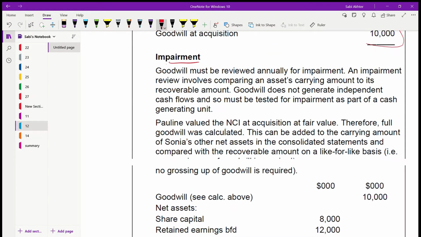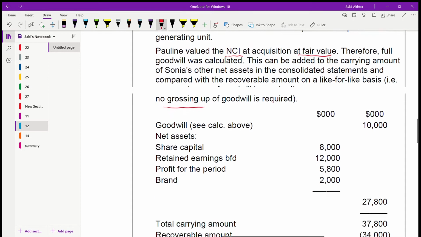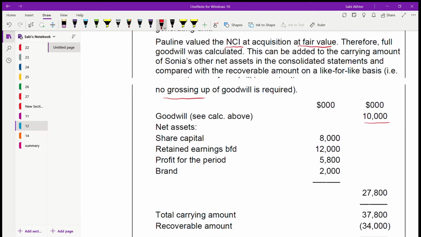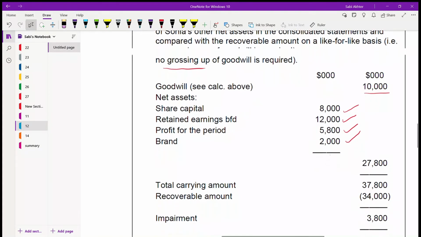Since we have valued the NCI at fair value, that means the impairment you should allocate among the parent and the NCI. So you don't have to gross it up. No grossing up is needed when it's a fair value. So goodwill as above is only 10 million. Then net assets will include share capital, retained earnings, profit for the period, and brand. Brand is 2 million, profit is 5. And this is the total carrying amount. Recoverable amount is given as 32.4 million, and hence this is the impairment, 3.8.